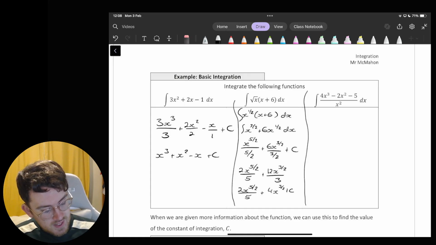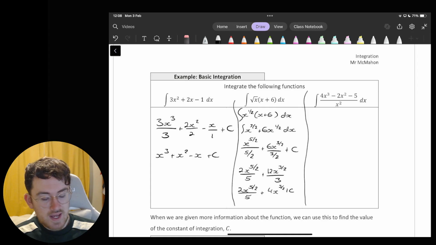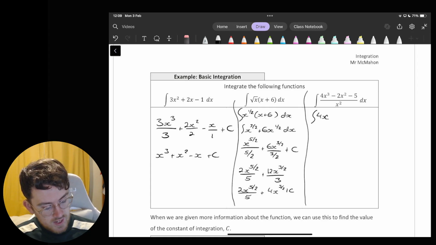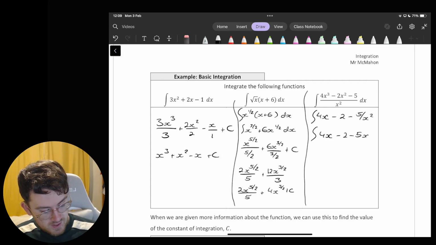Same with the next one again, this would require a quotient rule. I don't have a quotient rule, so we need to reduce it down in some way. So we can go to 4x minus 2 minus 5 over x squared. Again, I still could reduce that a little bit more, minus 5x to the power of minus 2 dx.